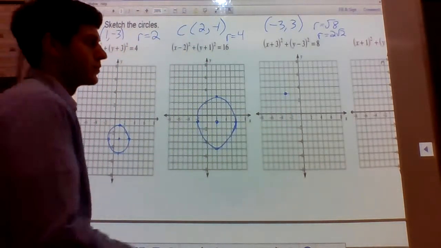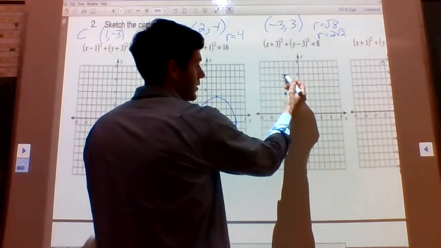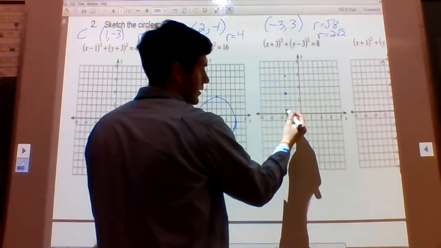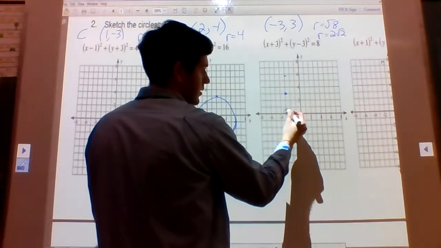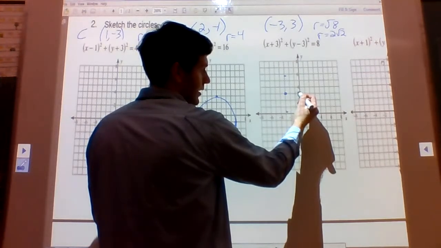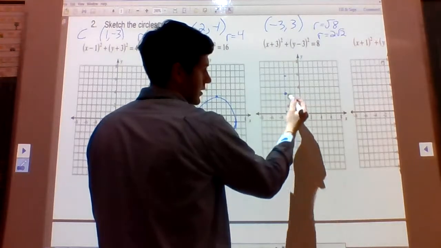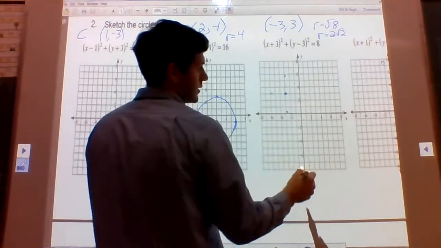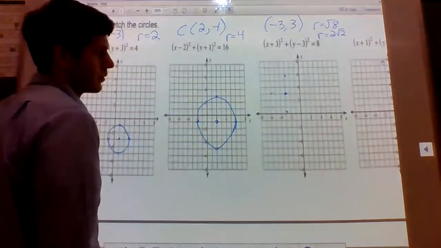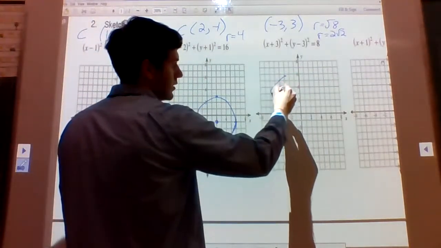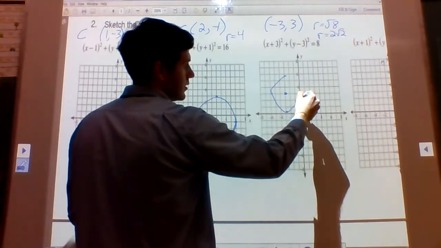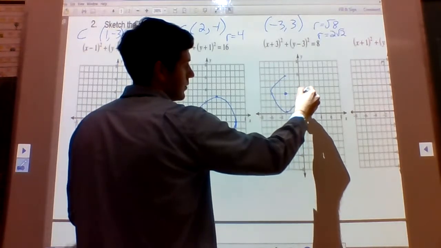And then a little less than 3. So if we go up 1, 2, 3, but a little less than 3. Okay, we go down 3, but not quite 3, a little less than 3. To the right 3, but, again, not quite 3. And again, to the left 3. Again, not quite 3. We draw our circle. Right here.